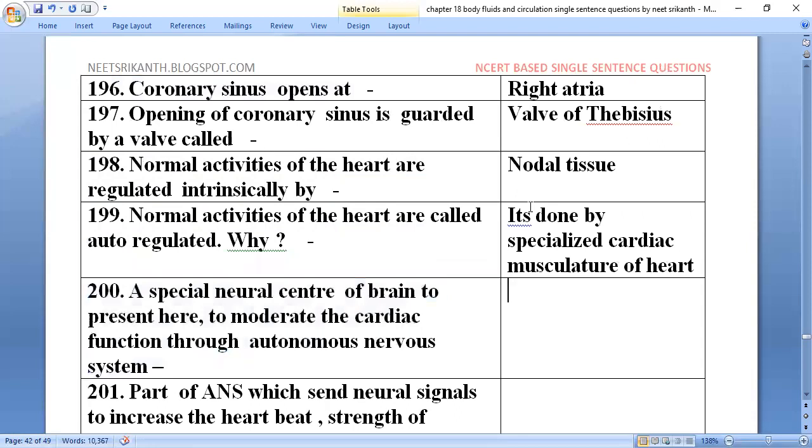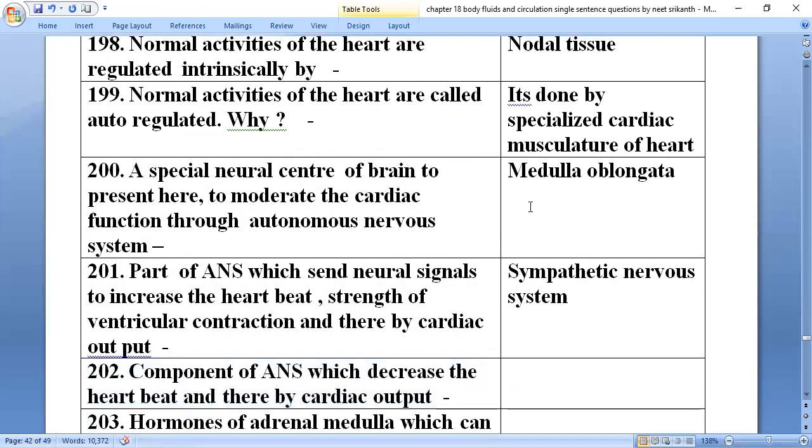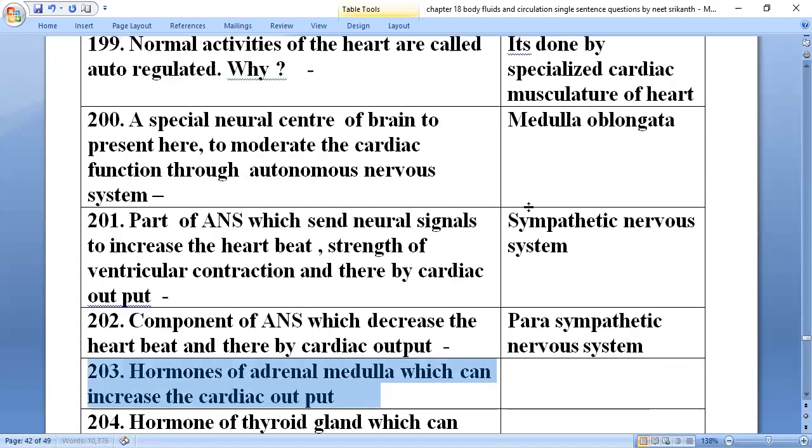A special nodal center in the brain is present here to moderate the cardiac function through the autonomic nervous system, that is the medulla oblongata. The part of the ANS which sends neural signals to increase the heartbeat and the strength of ventricular contraction, thereby cardiac output, is the sympathetic nervous system. The one which decreases the heartbeat is the parasympathetic nervous system, antagonistic. Sympathetic raises, parasympathetic decreases.